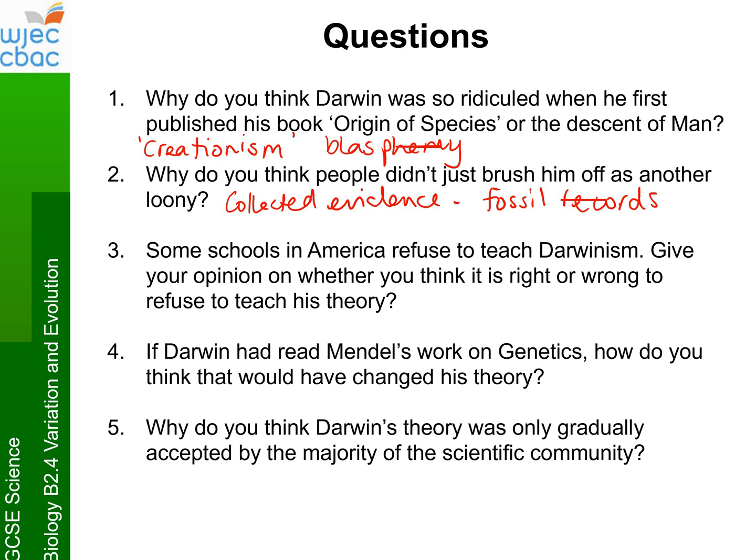Why do you think Darwin's theory was only gradually accepted by the majority of the scientific community? People were worried that their research was going to be impacted on by showing any kind of association with Darwin at the time, because he had so offended and upset the church and the ideas that were currently around evolution, that it was the theory of creationism instead.